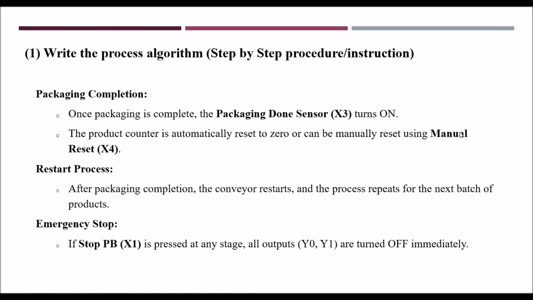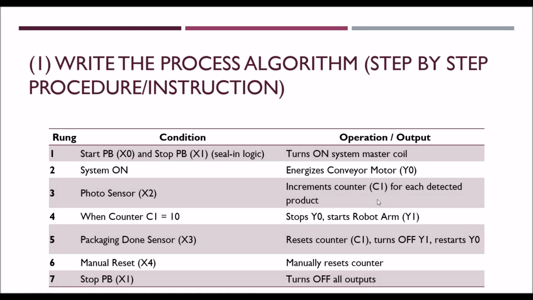And manually if you want to reset, for example, sometimes if the sensor is not working, then manually you can reset it. That one additional switch I have added. Then restart the process: after the packaging done sensor is on, the process is going to restart. But at any point of time, if you press the stop button, the entire process, that is outputs Y0 and Y1, are turned off immediately. So this is the sequence of switches and inputs and outputs on. So please go through this.